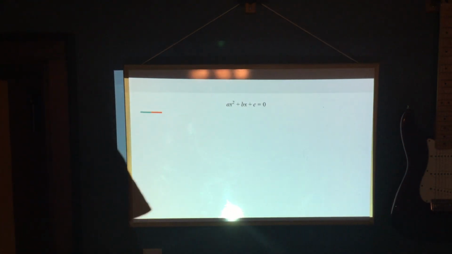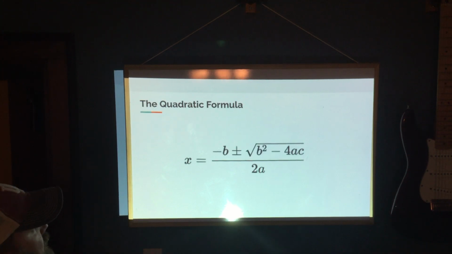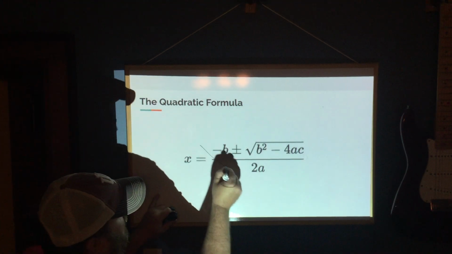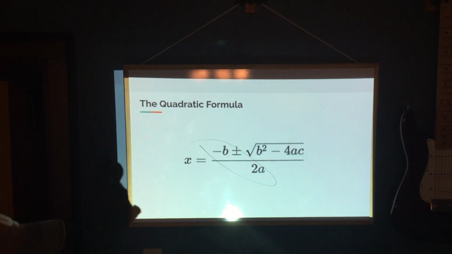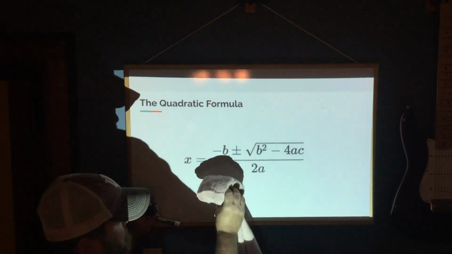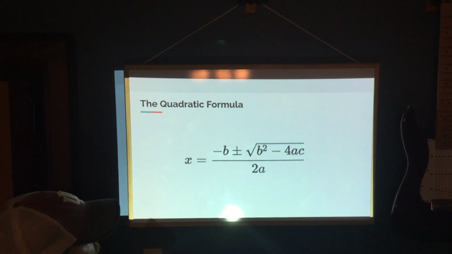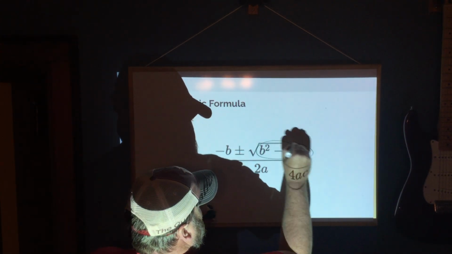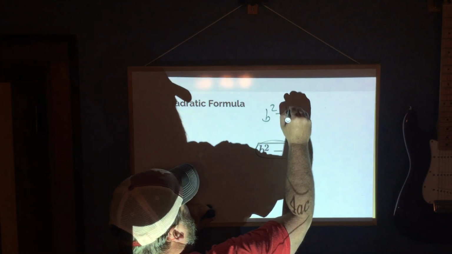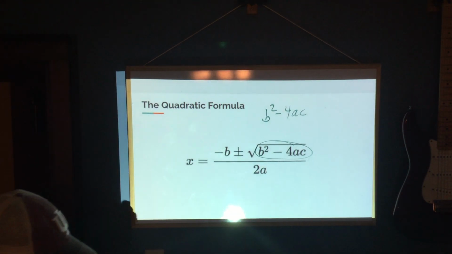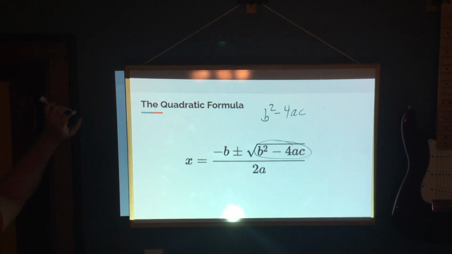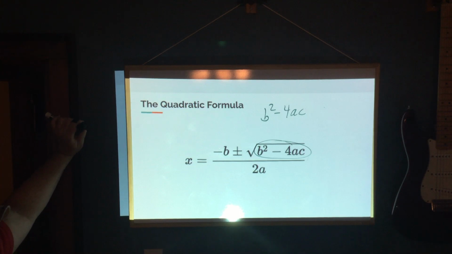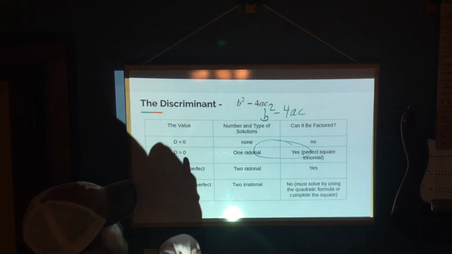So let me get this pulled up here. Okay. I already pointed out that here's your axis of symmetry, negative b over 2a. But what we're going to focus more on today is this inside the square root, this b squared minus 4ac. Since that's inside the square root, that number will tell us everything we need to know about the quadratic equation. Okay, that has a special name. It's called the discriminant.